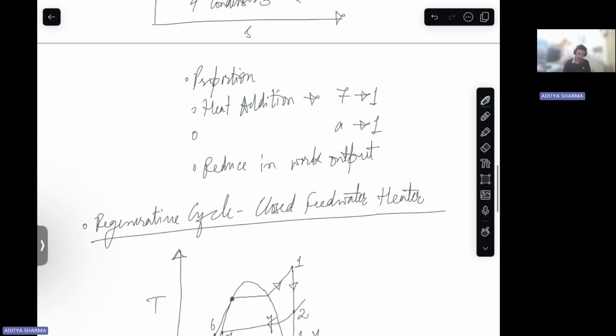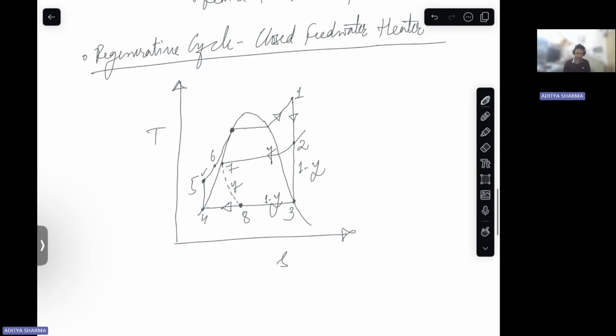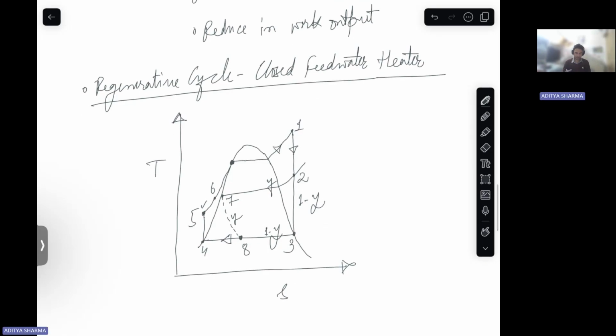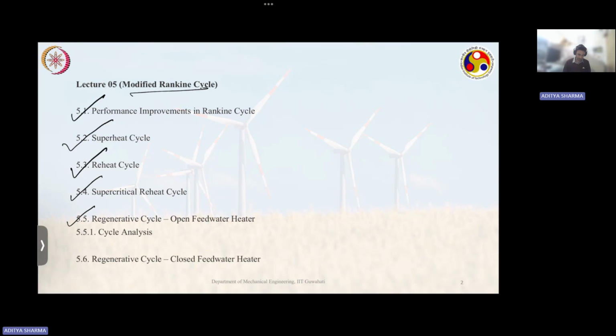So the same is the case with your closed feed water heater regenerative cycle also. Here also you reduce the energy that is supplied to the cycle, but at the cost of a reduction in the work output from the turbine, right? But then the loss in work output is less, okay? So when we compare the energy supplied and the work output from the turbine, in summation we are at a gain. So this is the whole idea. All right. So this is your closed feed water heater. Okay. So these are the topics related to your lecture number 5.